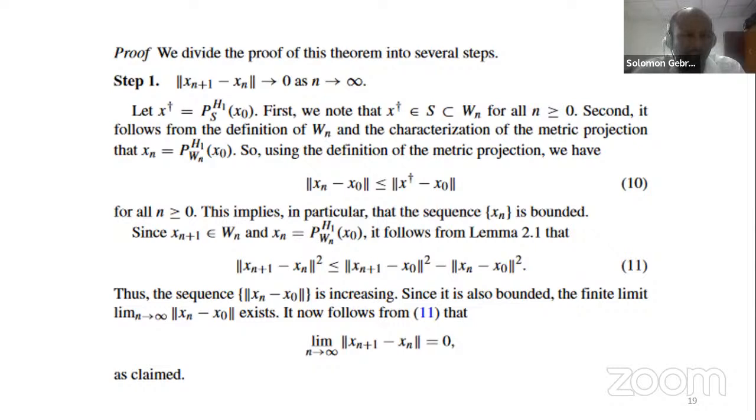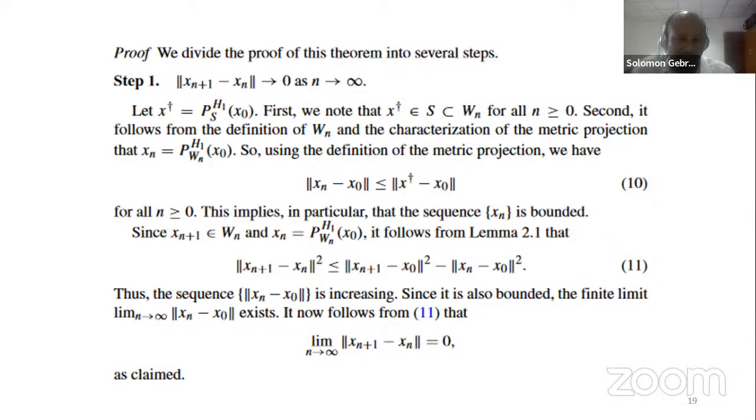This shows that X† is an element of S, which is a subset of Wn for all n greater than or equal to zero. And so we know from the definition of Wn and the characterization of the metric projection that Xn is this projection. So using the definition of the metric projection, it is possible to get equation 10. Similarly, since Xn+1 is an element of Wn and Xn is given by this projection, and applying the lemma, we can get this equation.